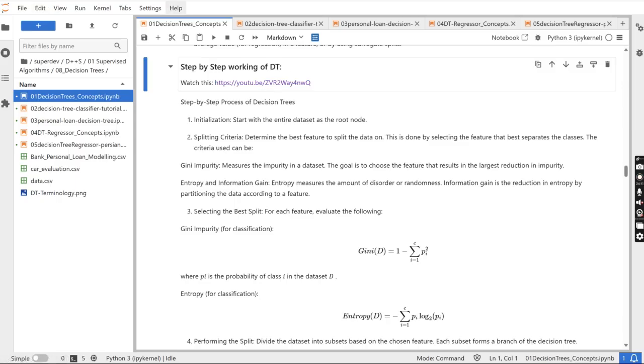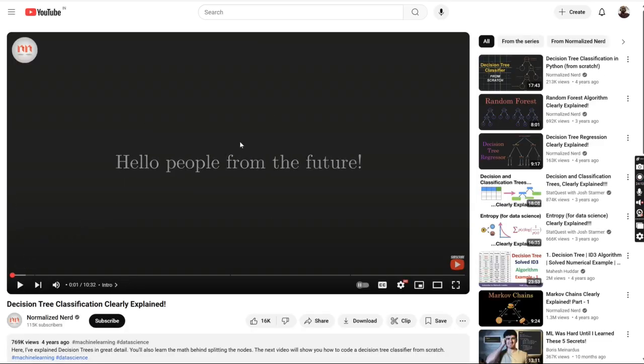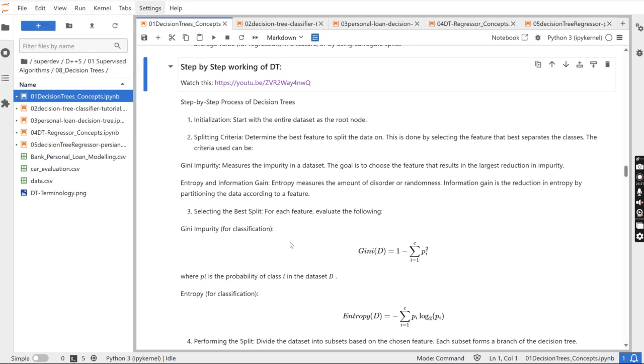Okay, good. So there is a good tutorial here by Normalized Nerd. I want you to just have a look at it. He will explain how decision trees work. It is nothing but the same explanation that we have gone through, but if you visualize it, you will get a better idea. So I have attached this link. Please go through it.